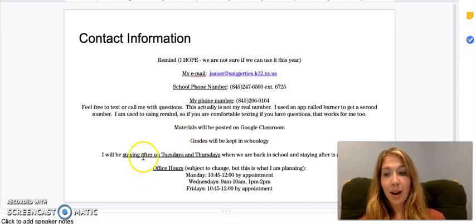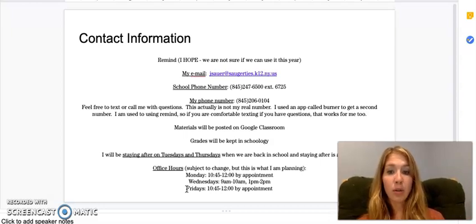When we get there, I'm staying after on Tuesdays and Thursdays. Obviously, that doesn't apply right now. For office hours, on Mondays and Fridays, during both lunch periods, I will have a Google Meet by appointment only. So if you email me or text me and say, hey, Mrs. Sauer, I need help, could you go on the Google Meet at 11? I'll take that time slot for you and we can meet during those times.